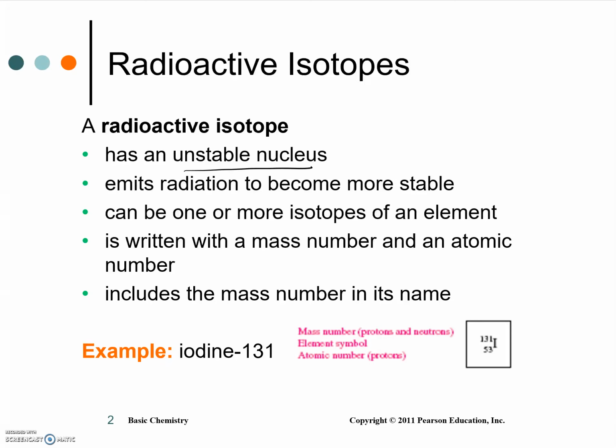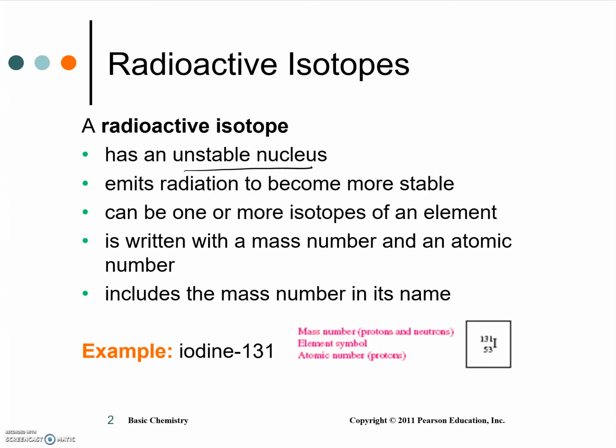Generally in nature, things want to go towards a more stable state. So think of how diffusion tries to go to equilibrium. The same thing happens with radiation. So what ends up happening is you have different isotopes of an element. And remember, isotopes are the same element, meaning they have the same number of protons, but they have a different mass number, meaning they have different numbers of neutrons in them.